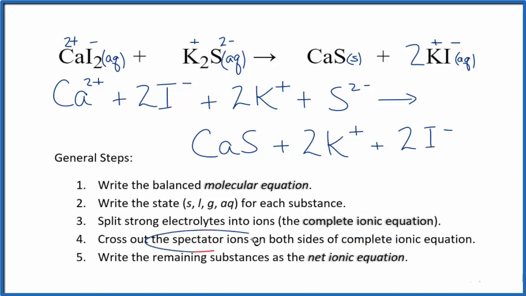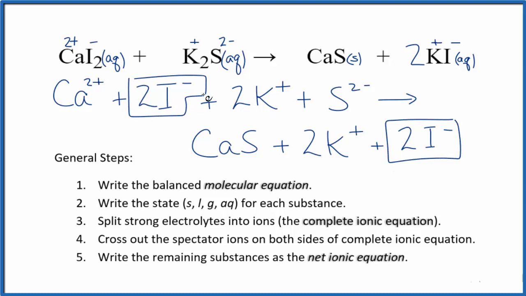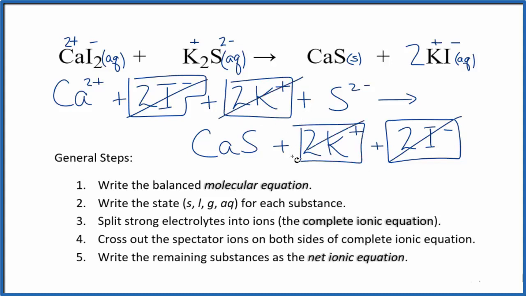Now we can cross out spectator ions. They're on both sides. So in the reactants, I can see 2 iodide ions right here, and again in the products. These are spectator ions. We can cross those out. In the reactants, we have these 2 potassium ions. Again, we have them in the products, spectator ions. Cross them out. What's left, that's the net ionic equation for CaI2 plus K2S.